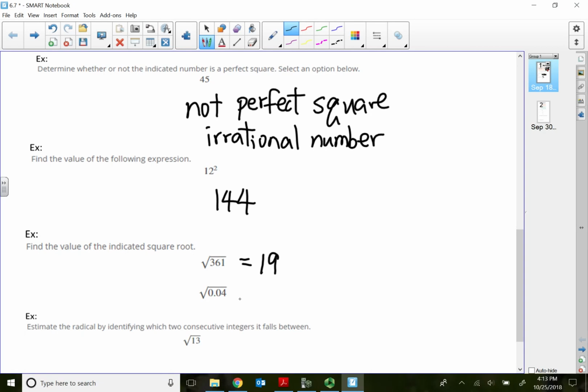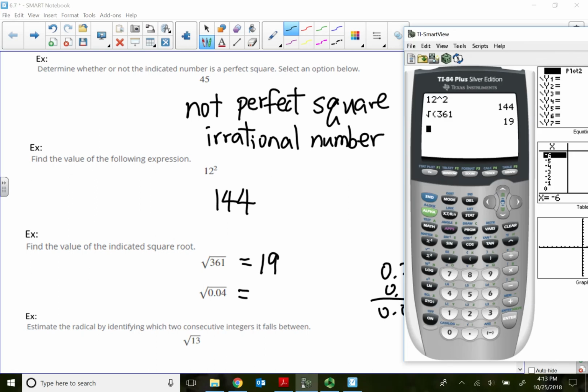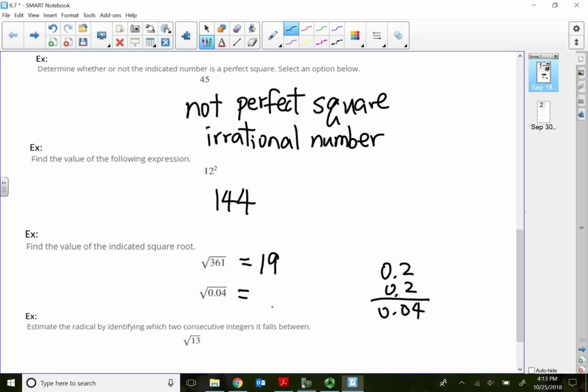Now 0.04. As a matter of fact, if you just think about this number 4 here, 4 is a perfect square. So the square root of 0.04 has to also be a nice number, because I'm thinking 0.2 times 0.2 is going to be 0.04. So my answer has to be 0.2. Opposite operation. So second square root, 0.04. I just want to make sure I show you how to do this in the calculator. My answer is 0.2.